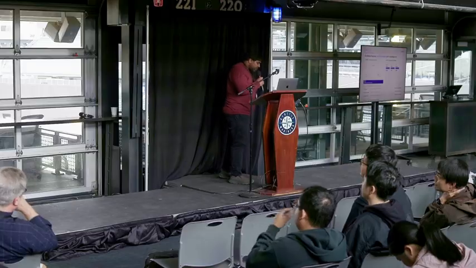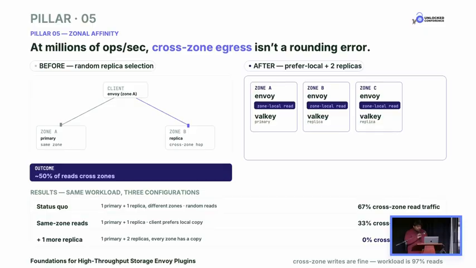Zonal affinity is the other feature which we developed. It's pretty simple: when a read comes, we prefer the replica that is in the local zone, because cross-zone costs in AWS or GCP are pretty costly, especially at the scale we operate. So we had to have this feature enabled to save this cost.